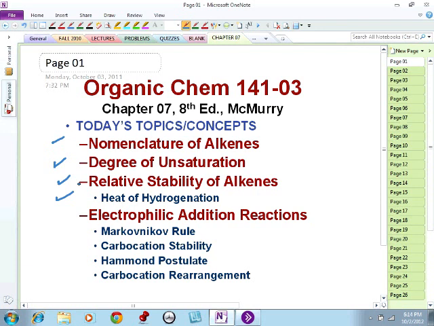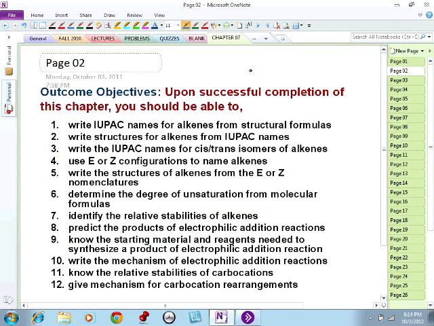Okay, so just as Glenisha has read for us, we are going to start the discussion of the chemistry of alkenes. However, before we do that, I also want to call your attention to this slide in front of you, which is essentially the learning outcome objectives. These are some of the more important concepts and topics that you should be able to perform at the conclusion of this chapter. So I urge you to continually come back to this page to see whether you have actually mastered all of these concepts.